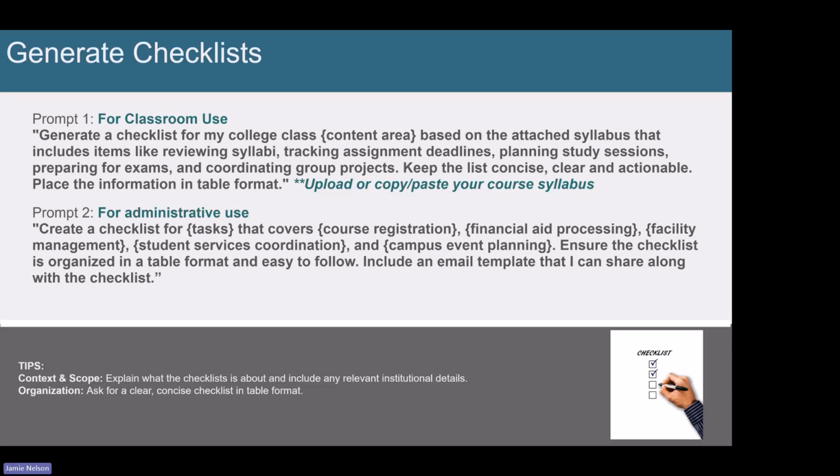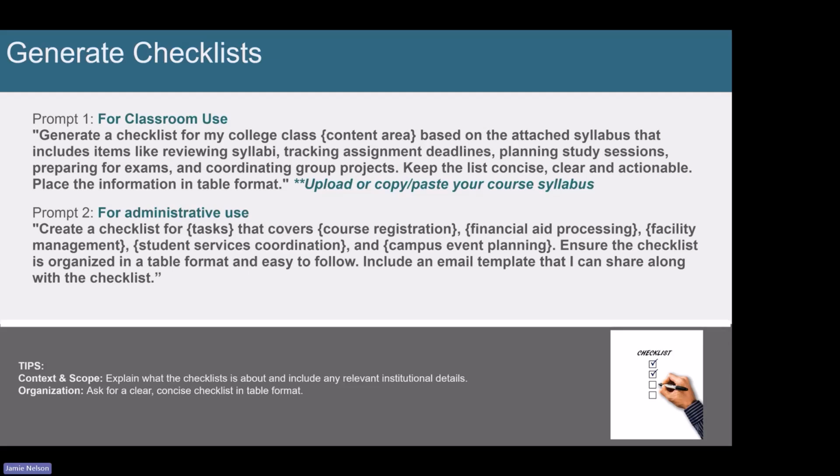The second would be generating a checklist for different tasks that cover different areas. So what you see in the brackets here, I'm just making different suggestions of what you can plug in. So it could be a checklist for tasks that cover course registration or financial aid processing or facilities management or student services coordination or campus event planning. I want to ensure that the checklist is in an organized table format and easy to follow. Also include an email template that I can share along with the checklist.